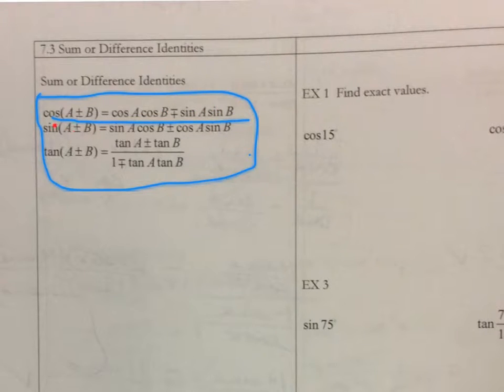Okay, with this second identity, the sum or difference identity for sine, notice the signs in the middle stay the same. And the sum identity for sine goes like this: sine of the first, cosine of the second, plus cosine of the first, sine of the second. And then here's the one for tangent. So tangent of the first, the sign in the numerator stays the same, tangent of the second, then on the bottom 1, and then that sign changes, and tangent of the first times tangent of the second.